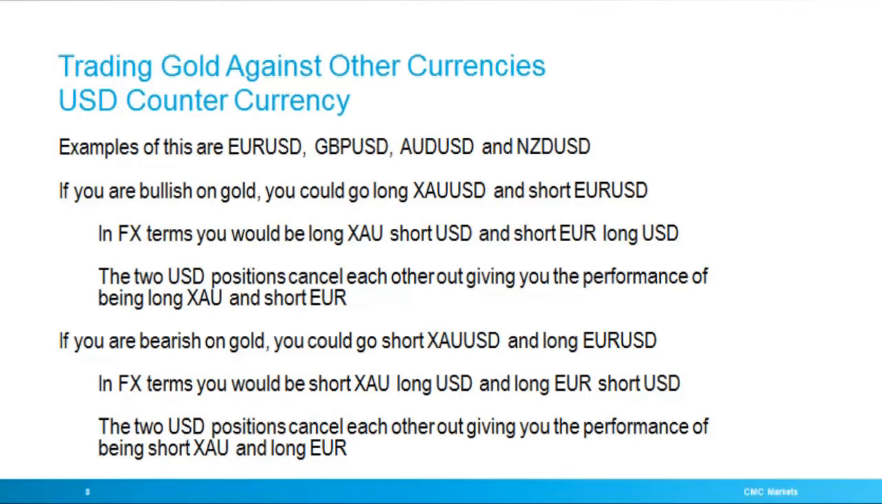On the reverse side, if you're bearish on gold, you could go short gold US dollar and long the Euro US dollar. So in FX terms, what these positions would mean is the commodity contract would mean you were short gold and long the US dollar, and the FX pair would mean you were long the Euro and short the US dollar. Once again, the two US dollar positions cancel each other out, which gives you the relative performance of being short XAU and long the Euro.